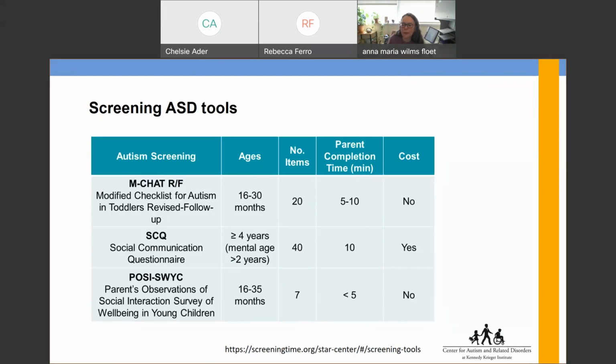The SCQ is actually designed for children that are older, and the POSI is actually a newer tool that looks for possible signs and symptoms of autism in the context of other developmental screening items. And that is a free tool that you should have access to. I don't think there's a whole lot of research that we have available on the POSI, but more to come on screening and autism, no question.